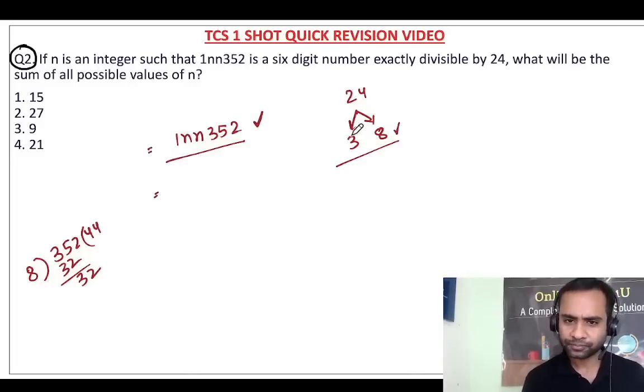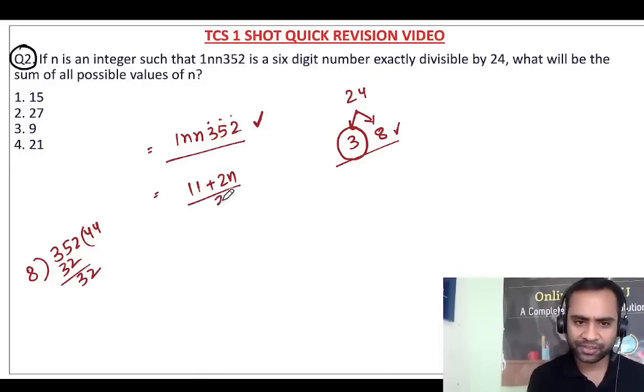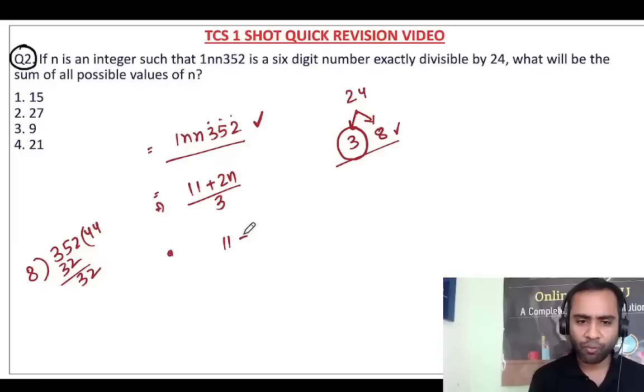Now, if the number is divisible by 3, then the sum of the digits should be divisible by 3. So 3 plus 5 is 8, 8 plus 2 is 10, 11, right? So 11 plus 2n should be divisible by 3. Now what are the possible values of n here?